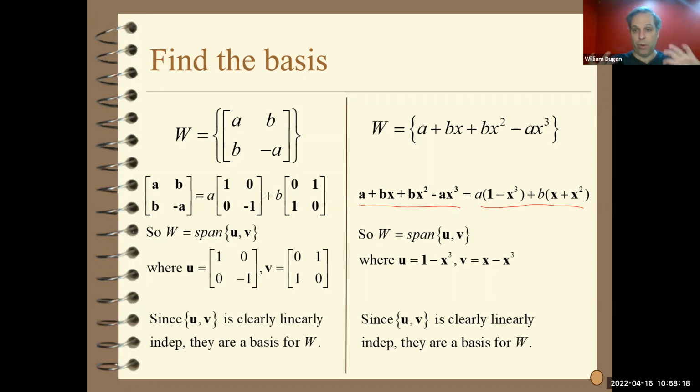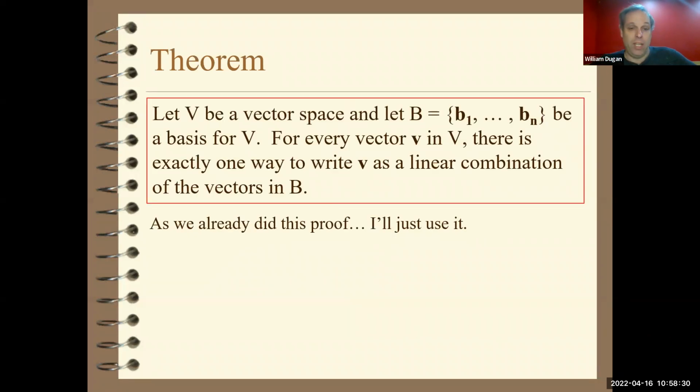They are bases for their corresponding vector spaces. And again, notice there's a deeper connection between these two things. All right. So the next thing is that if you have a vector space and you have a basis of n vectors, then every vector in V can be written exactly as one linear combination of the vectors in the basis.